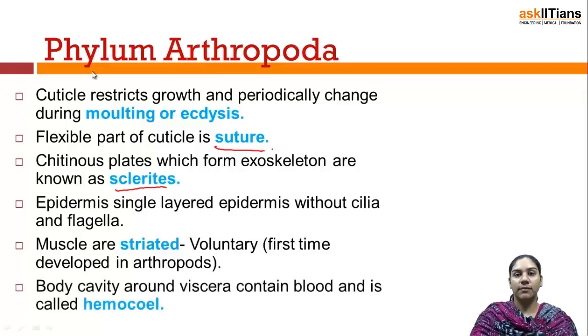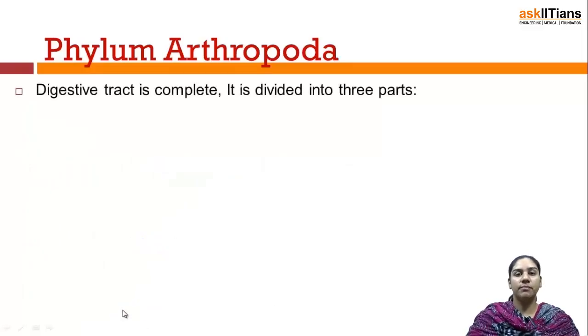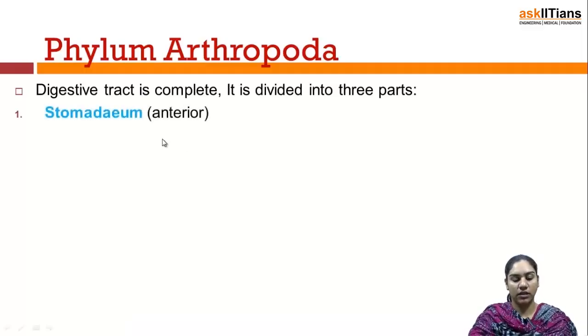The body cavity that is present around the visceral organs is known as the hemocoel. The digestive tract is complete in the insects, that means they have two openings. One serves as a mouth and the other serves as an anus. And it is divided into three parts. The stomatium, that is the anterior part.